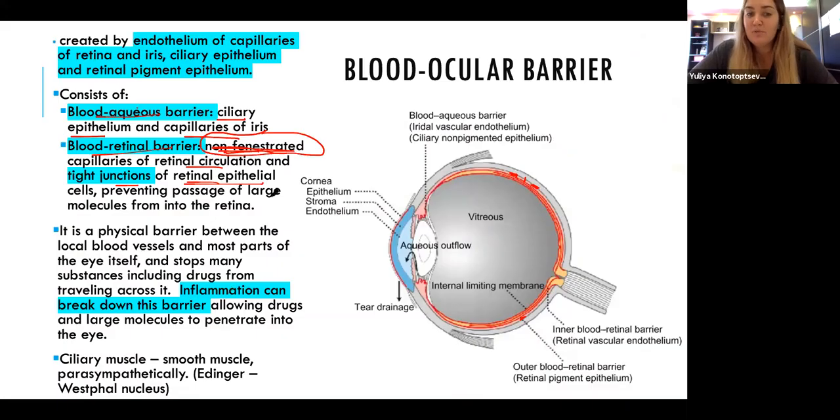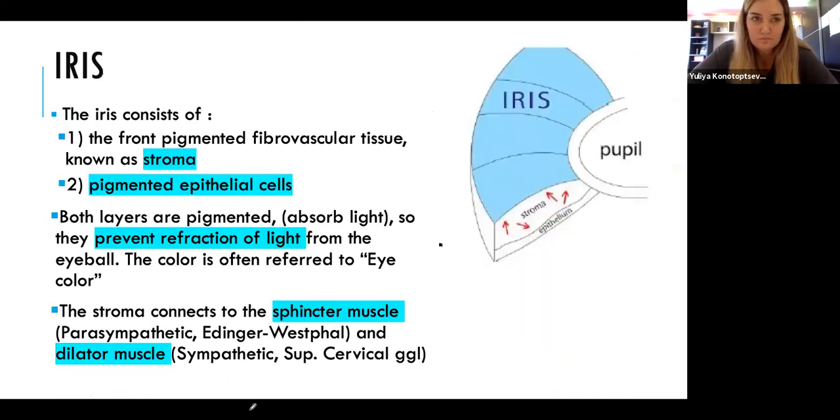Inflammation can break down the barriers, right? Both the retinal and the aqueous. Because cells get damaged, so it's not good.